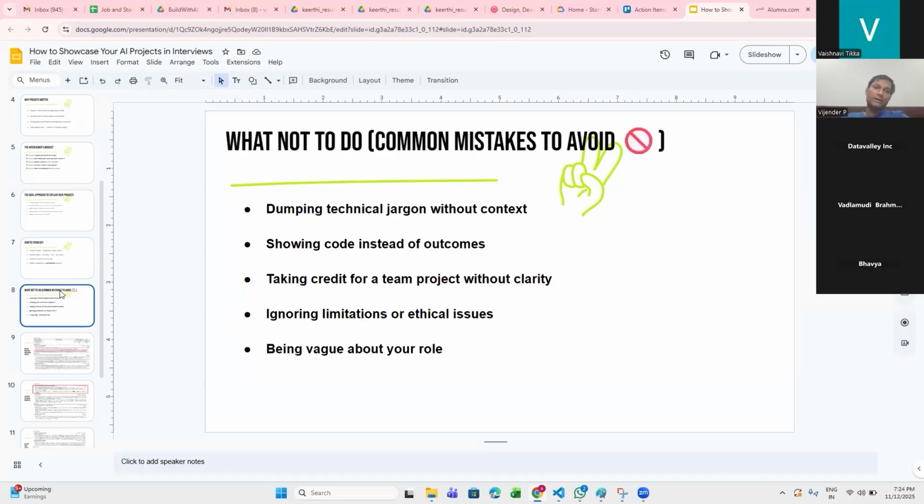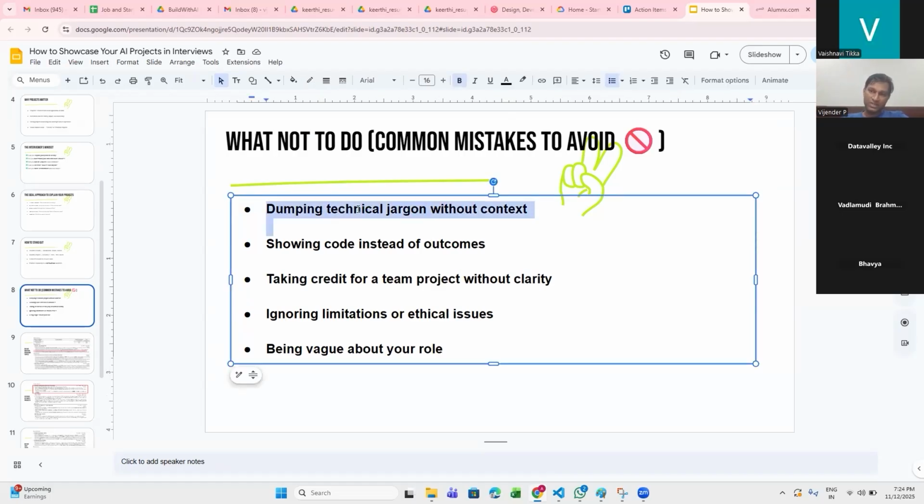Okay. So now I'll cover some common mistakes, the not-to-dos. Most of what I have covered are what to do, and obviously if you don't cover those, they are not-to-dos only. So here, do not dump technical jargon without context.